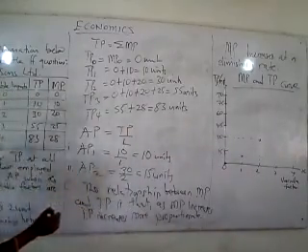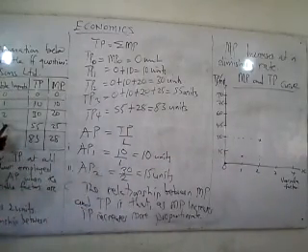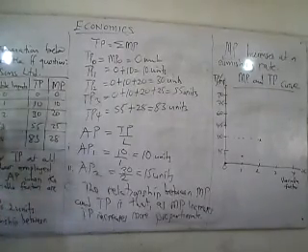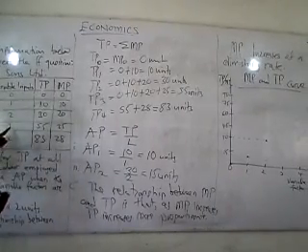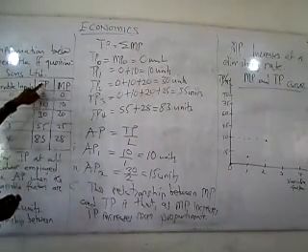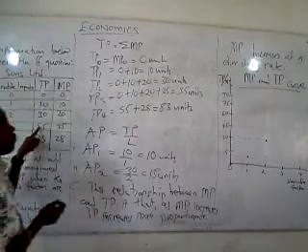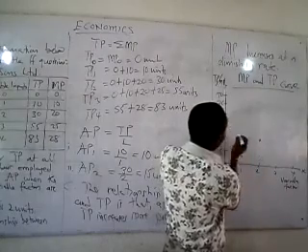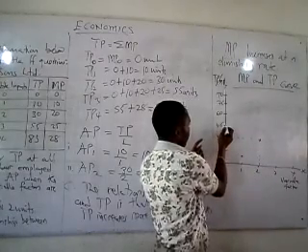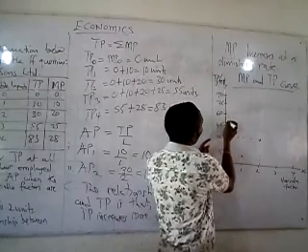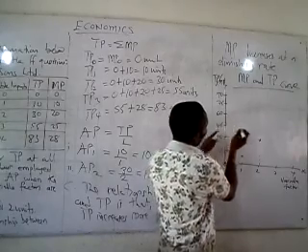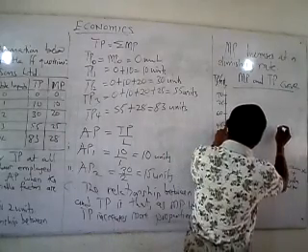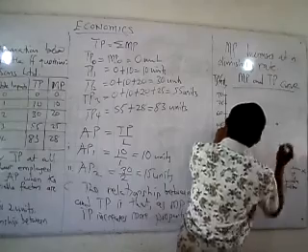The next one is when the third unit of the variable factor was employed, total product is 55 units. If here is 45 and then here is 60, then probably 55 will be here. So trace it to the third unit of the variable factor. This is where they meet.